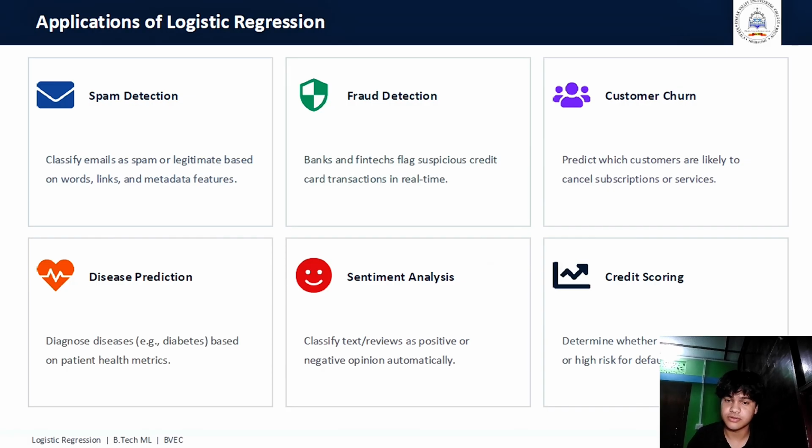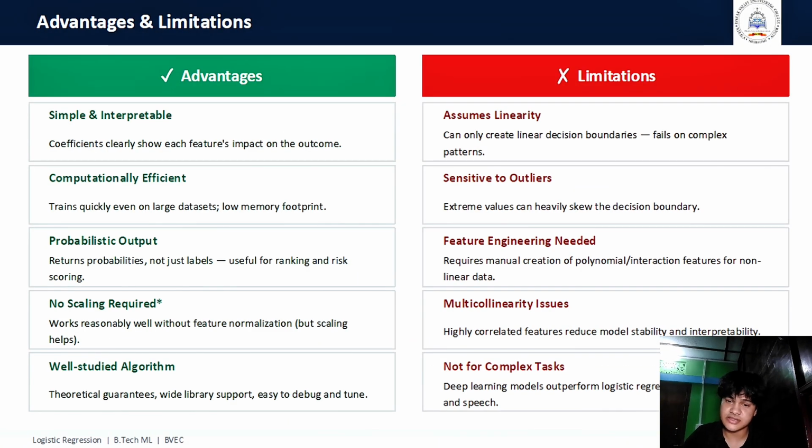Now, let's discuss the advantages and limitations of logistic regression. Some major advantages are that it is simple to understand and implement, computationally efficient, and provides probability based outputs that are easy to interpret. It works well for linearly separable data and is less prone to overfitting compared to some complex models. However, it also has certain limitations.